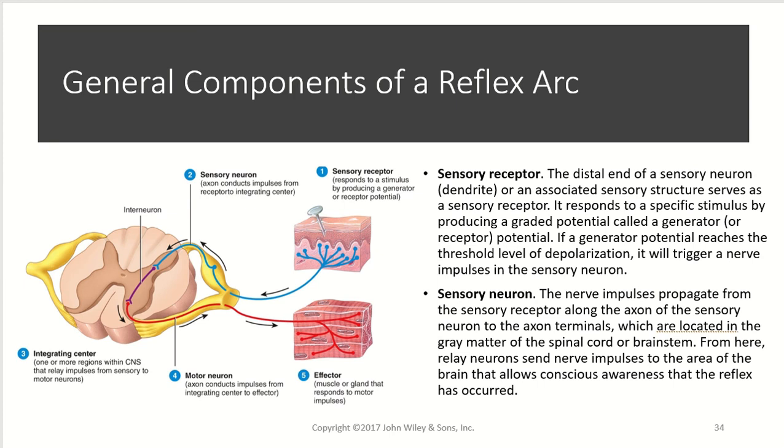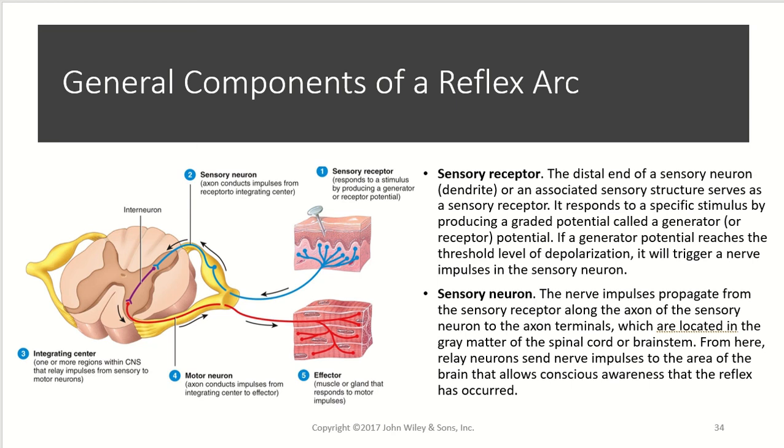So let's look real quick at the general components of the reflex arcs before we look at the individual reflex arcs themselves. So for starters, we have our sensory receptors. This is where the distal end of that sensory neuron, or the dendrite, or any kind of associated sensory structure, is going to serve as our sensory receptor. It's going to respond to a specific stimulus by producing a graded potential called either a generator potential or a receptor potential. It's the same thing, two different names. So if a generator potential reaches the threshold level of depolarization, it'll trigger a nerve impulse in the sensory neuron.